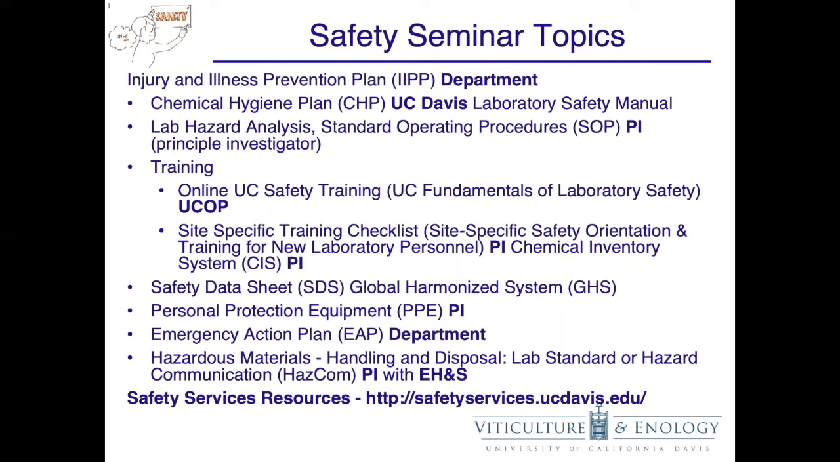And the chemical inventory system, which uses the online tool called Chemicals. We also discuss safety data sheets, or SDS, how to read them, and the Globally Harmonized System of labeling hazards. Personal protective equipment, which is provided by the PI. The emergency action plan, which is provided by and specific to the department, and handling and disposal of hazardous materials in accordance with the laboratory standard or the hazard communication standard. The Safety Services website contains many resources for all of these topics.